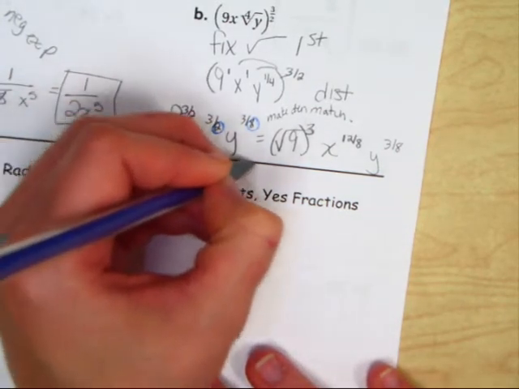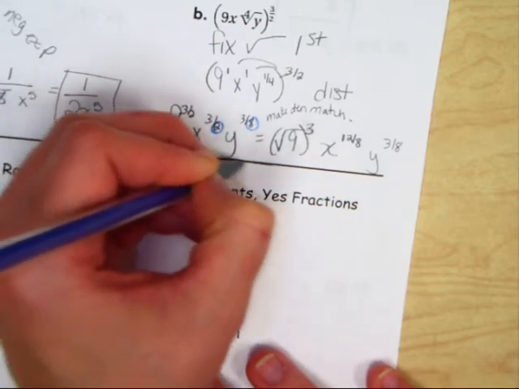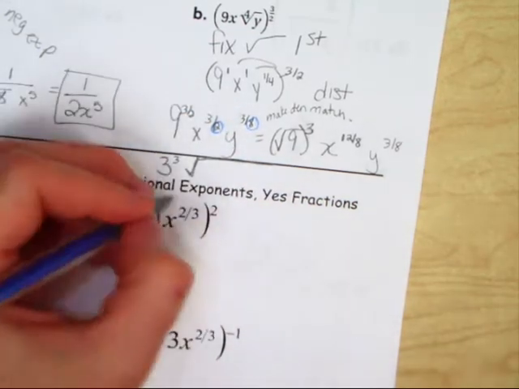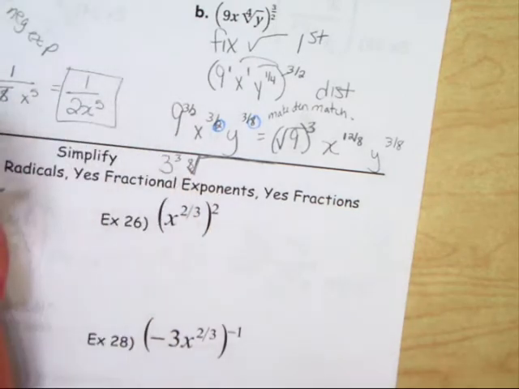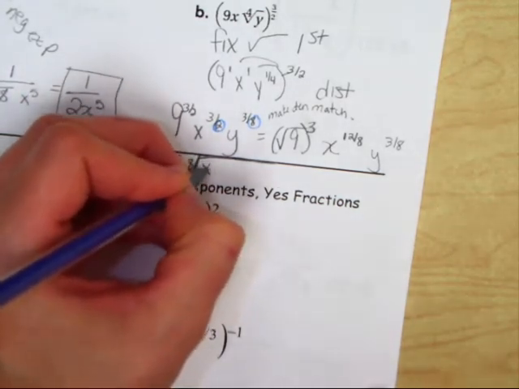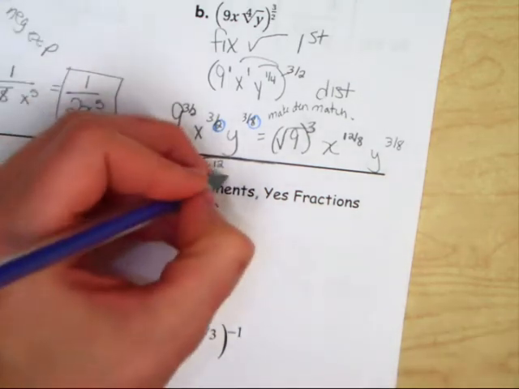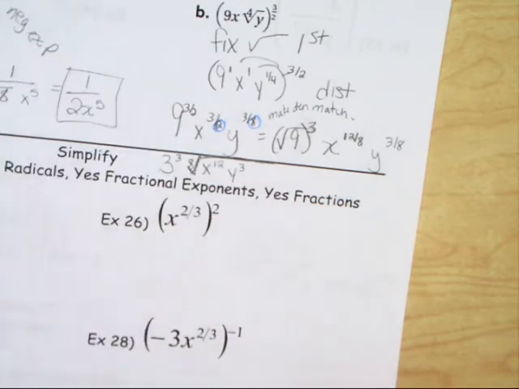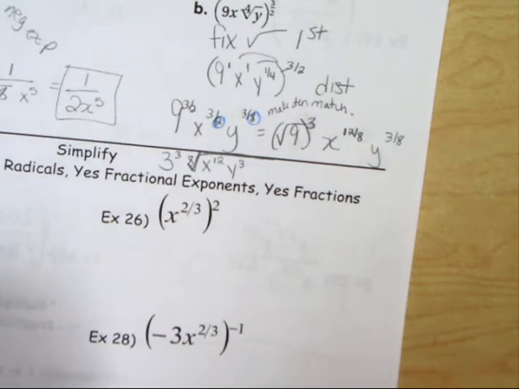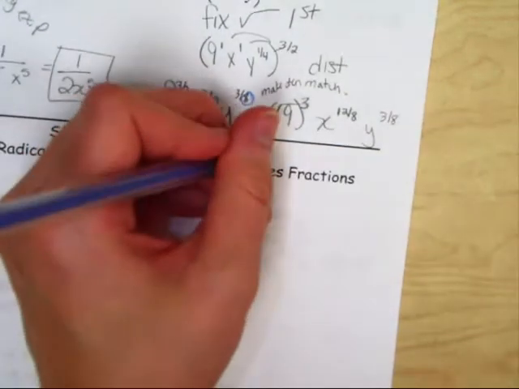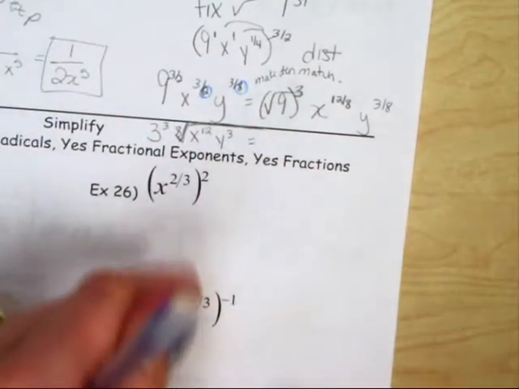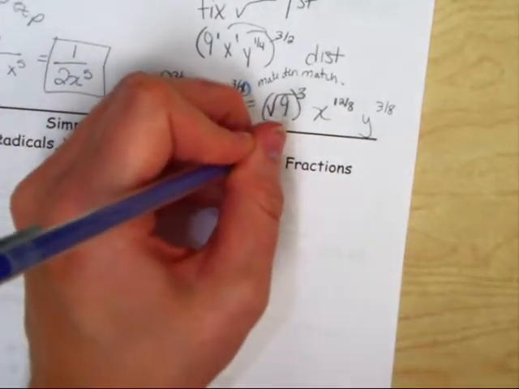Now watch what I'm going to do here. I'm going to draw a big square root. I'm going to have an index of 8. Inside I'll have x to the 12th and I'll have y to the 3rd. We're almost done. This is the most miserable problem, I promise. 3 cubed is 27.